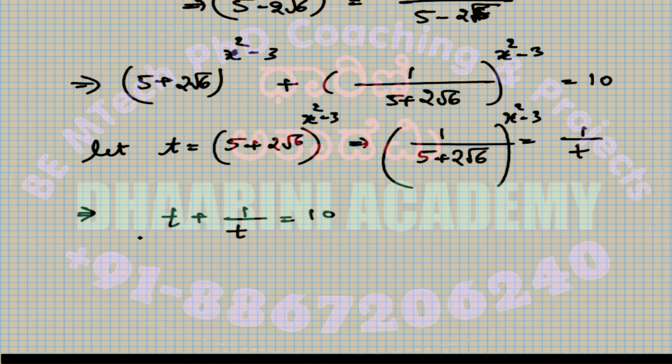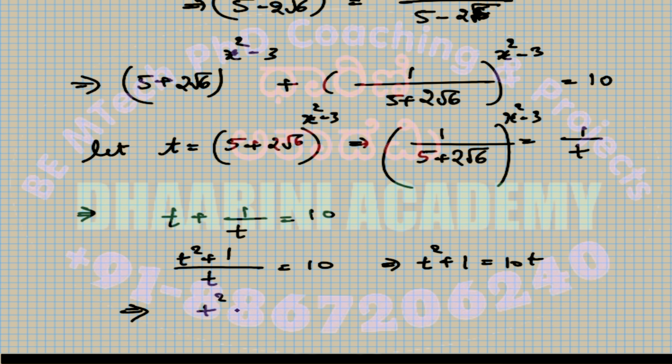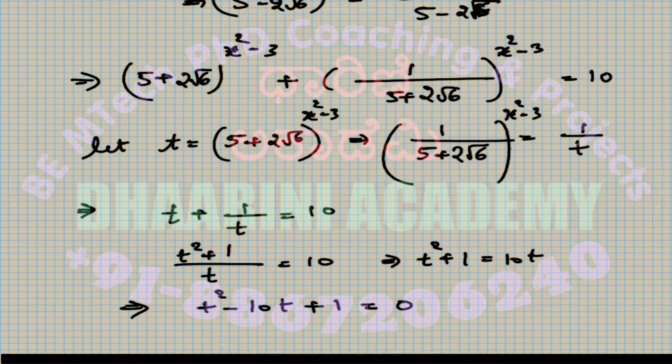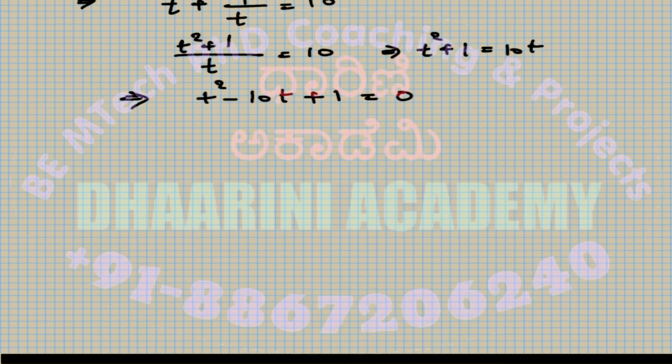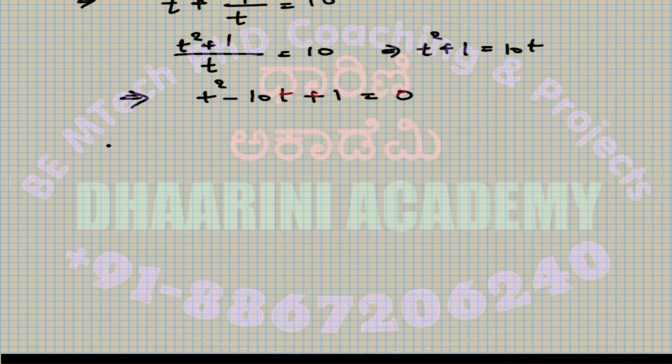So I take a common denominator. This is t square plus 1 divided by t is equal to 10. This means t square plus 1 is equal to 10t. So my equation becomes t square minus 10t plus 1 equals 0. Let us try to solve this equation to get the values of t.